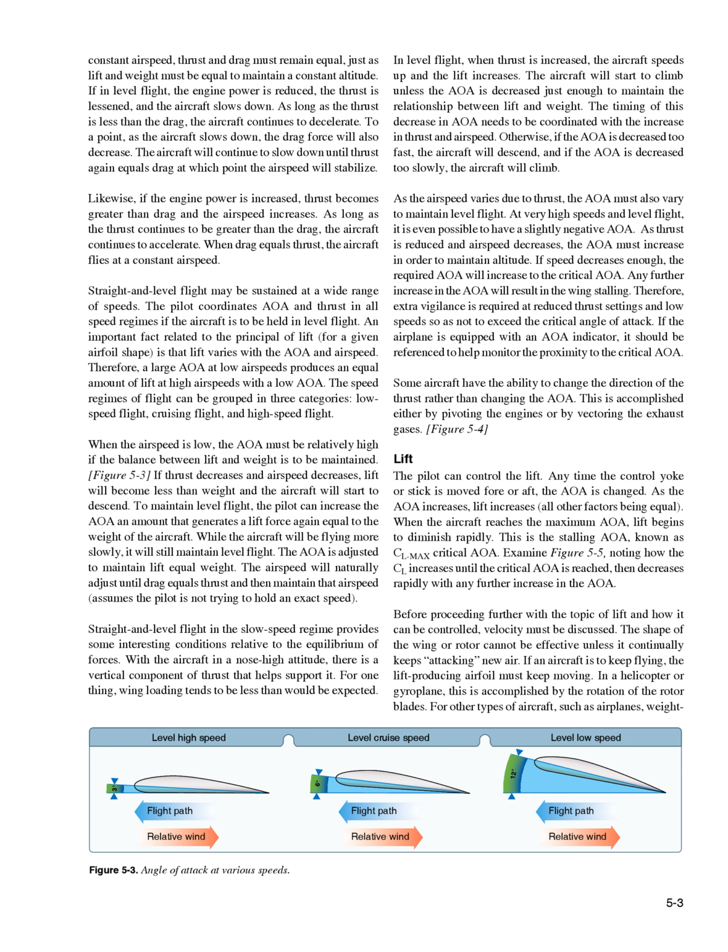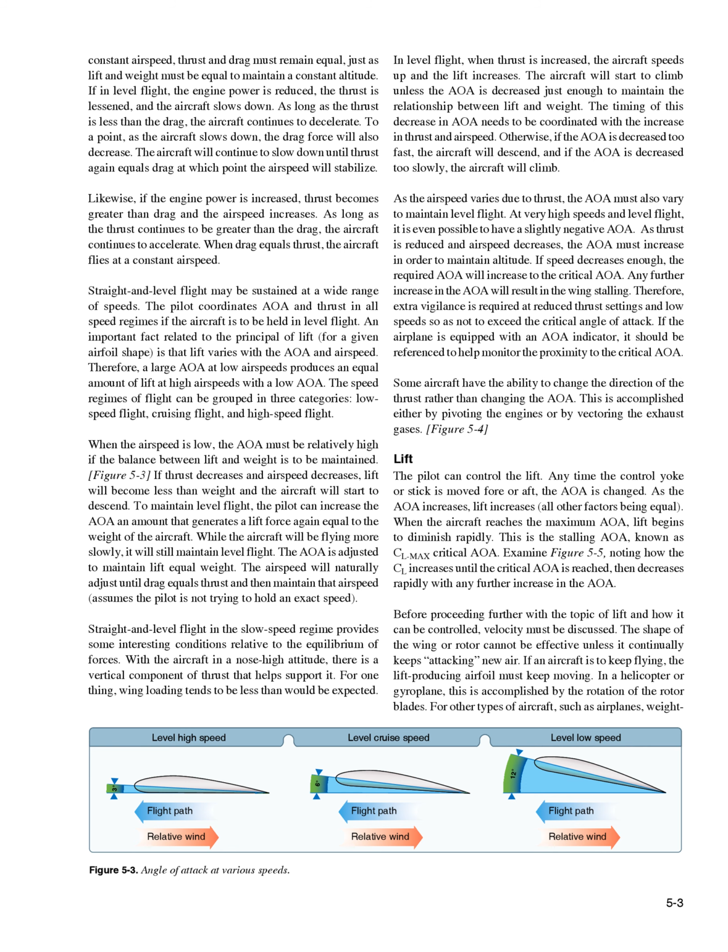Straight and level flight in the slow speed regime provides some interesting conditions relative to the equilibrium of forces. With the aircraft in a nose-high attitude, there is a vertical component of thrust that helps support it. For one thing, wing loading tends to be less than would be expected. In level flight, when thrust is increased, the aircraft speeds up and the lift increases.